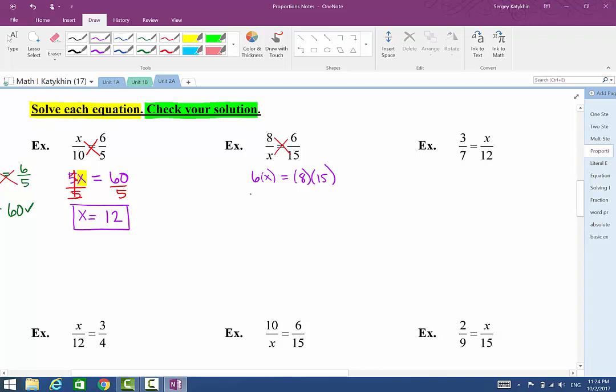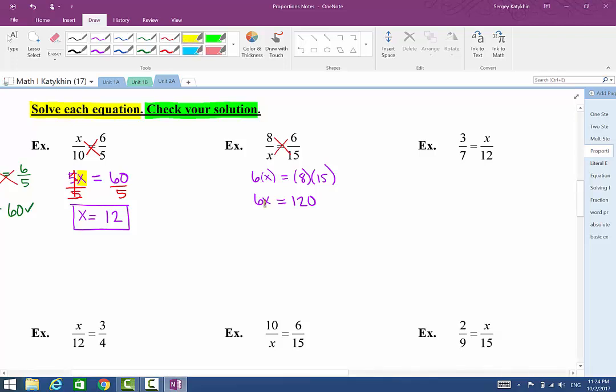So now 6 times x will be 6x is equal to, again, the equal sign still stays in the middle, 8 times 15. From here, you would multiply 8 times 5. That would be 40, so you write down 0, carry the 4. 8 times 1 is 8, and adding that 4 gives you 12. So 8 times 15 is 120.